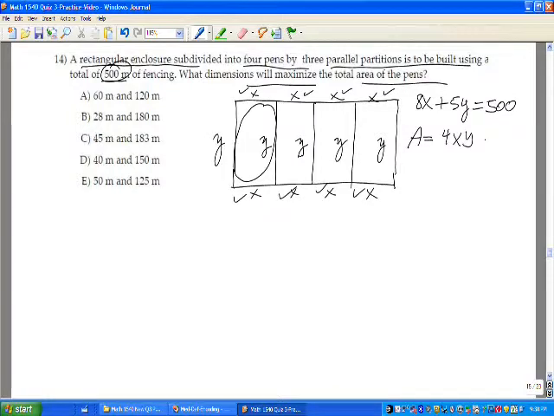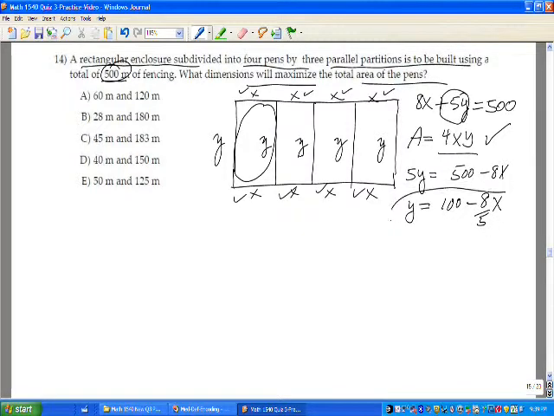Notice this has two variables, and so we need to eliminate one of them, and I'm going to eliminate one of them by solving for 5y is equal to 500 minus 8x. So y is equal to 100 minus 8/5 x.